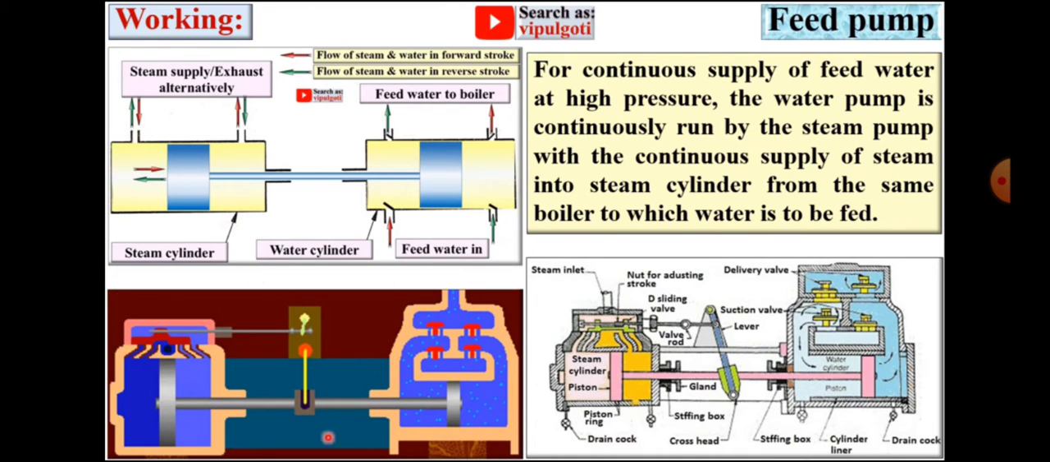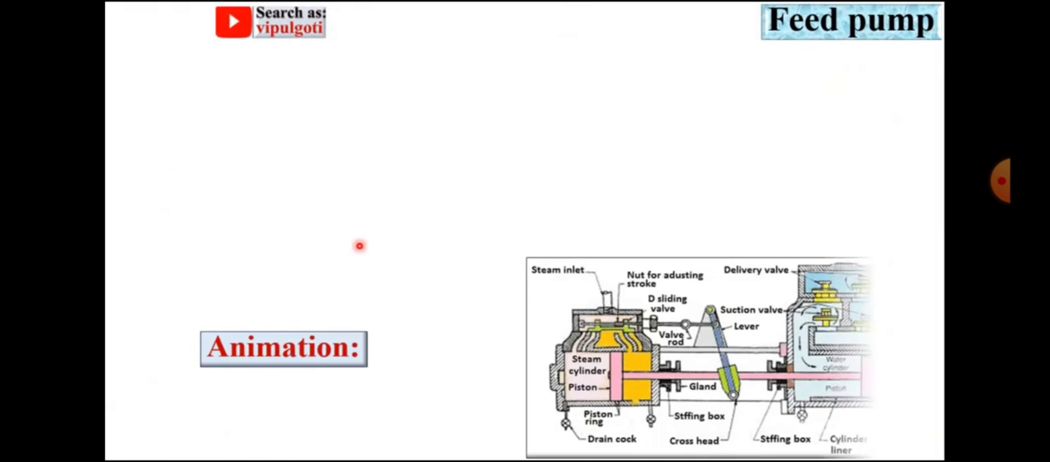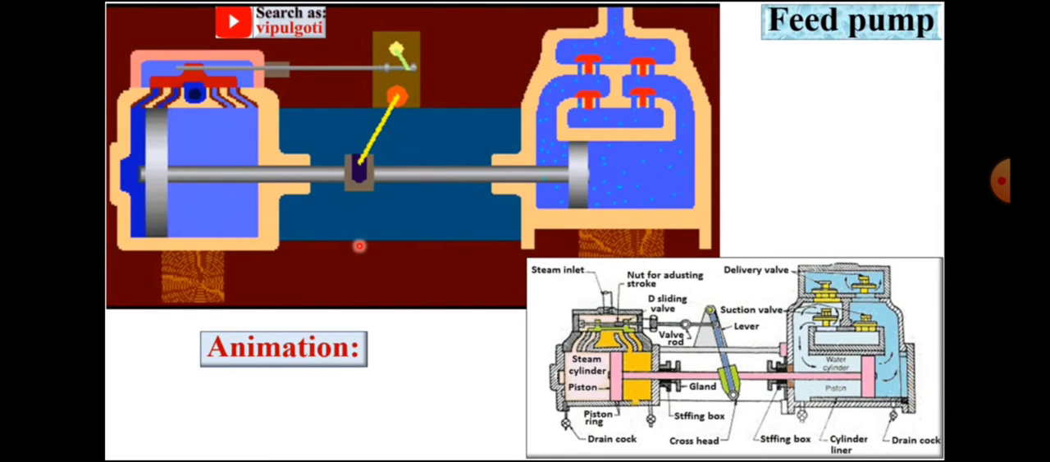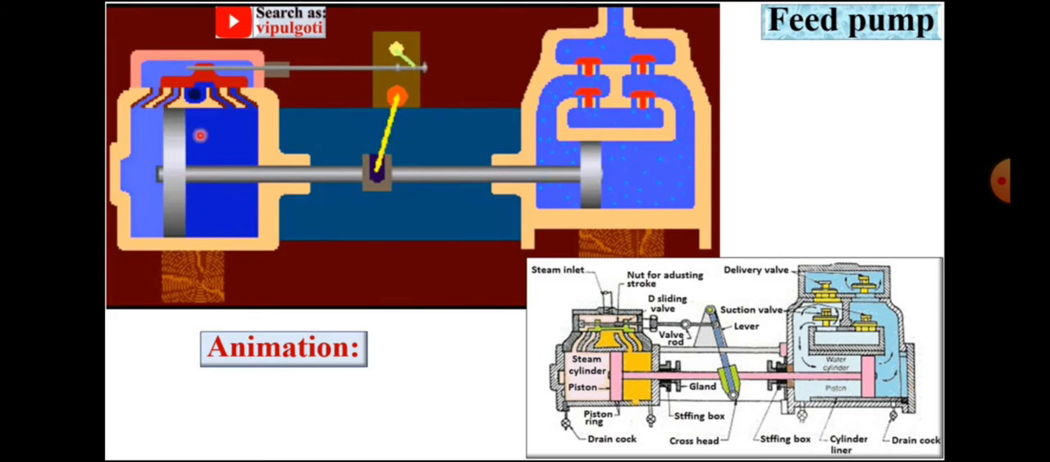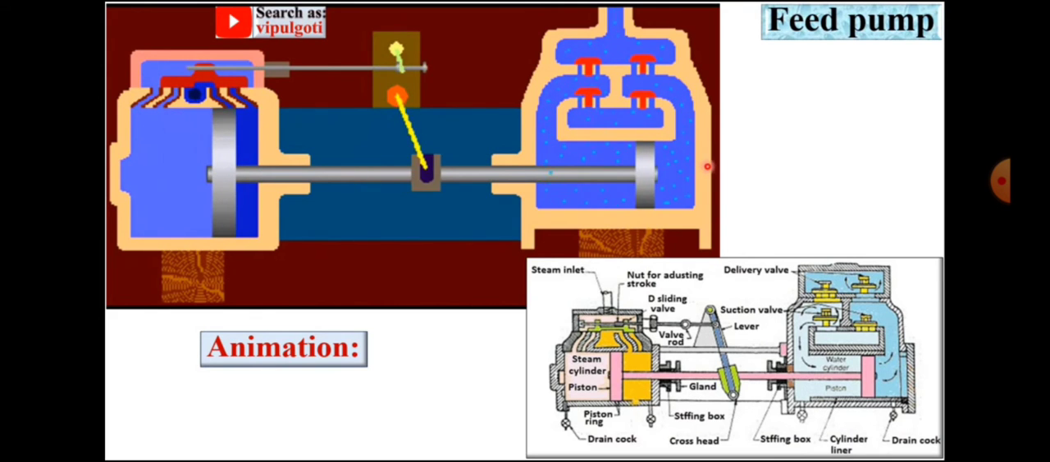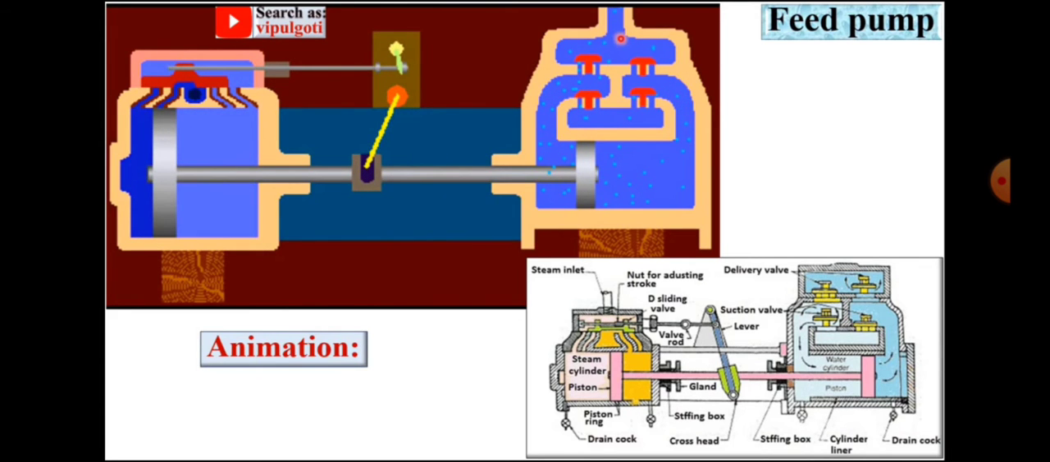So now let's see the animation of the duplex feed pump so that you can easily understand the working of the feed pump. So look carefully at the animation. This is the D-slide valve, steam pump, and this one is the water pump. And from here you can supply the high pressure water to the boiler.